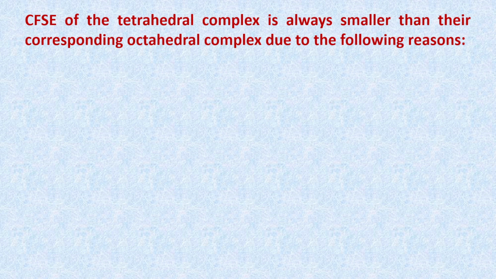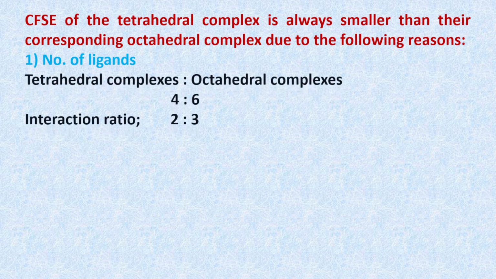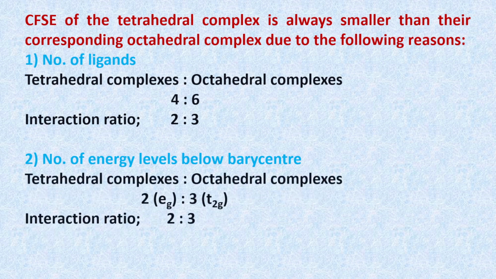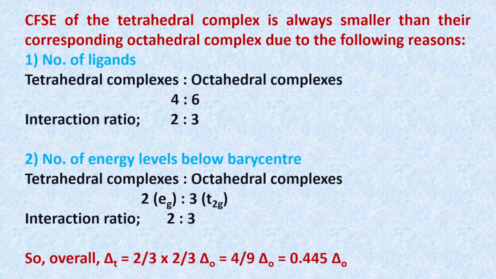The smaller CFSE of the tetrahedral complex than the corresponding octahedral complex is due to two reasons. First one is number of ligands. In tetrahedral complexes, there are 4 ligands, while in octahedral complexes, there are 6 ligands. So, the interaction ratio is 4:6 or 2:3. Second is number of energy levels below barycenter. In tetrahedral complexes, there are 2 energy levels below barycenter, while in octahedral complexes, there are 3 energy levels below barycenter. So, the interaction ratio is 2:3. So, overall interaction ratio is 4/9 delta O, equal to 0.445 delta O, which is the same as mentioned earlier from the experimental data.